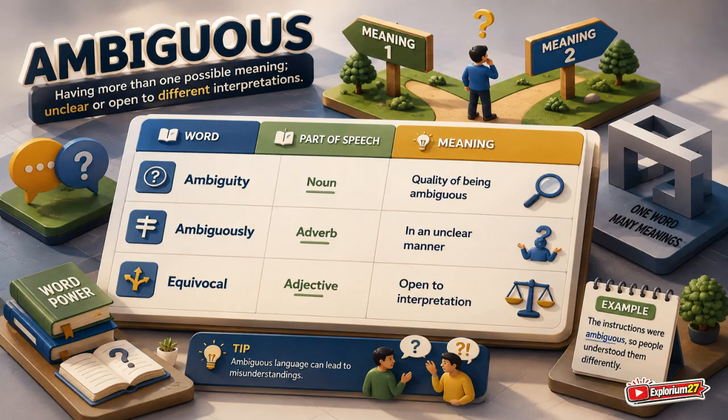And you know, a really great trick to expand your vocabulary quickly is to watch how a word shapeshifts. If you want to talk about the actual state of being unclear, you use the noun form, ambiguity. If someone is purposely speaking in circles, they're speaking ambiguously, which is the adverb. Oh, and there's also equivocal, a fantastic related adjective that pretty much hits the nail on the head when something is wide open to interpretation.